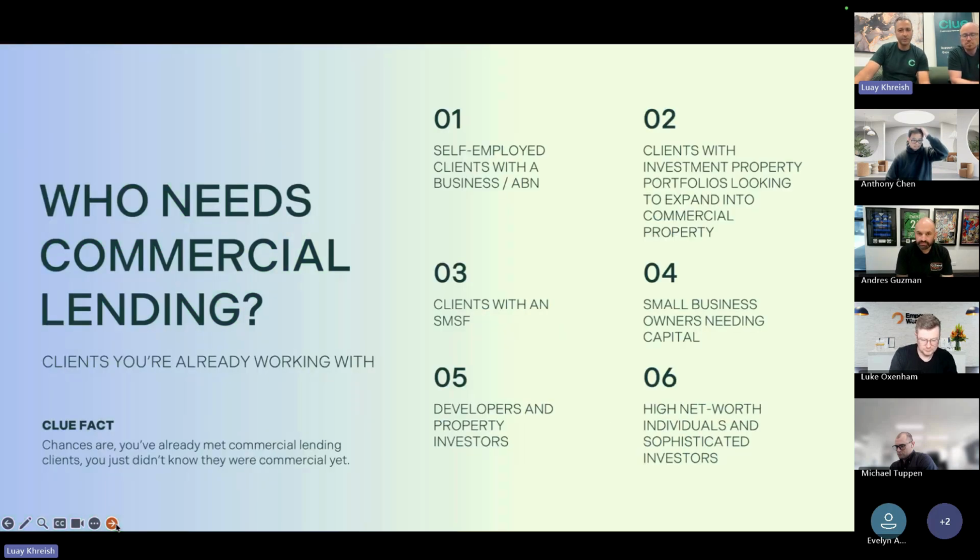Cool. So who needs commercial lending? Well, the chances are, guys, you're probably already dealing with clients who may need commercial lending. If you've got a self-employed client, they're probably going to need commercial lending at some point in their business journey. They're business owners that have got working capital that they need to be mindful of. They may want to purchase the premises that they're operating in. They may be more sophisticated investors that have a lot of residential and now they're looking to diversify into commercial, or they might be, pretty obvious one, a property developer.